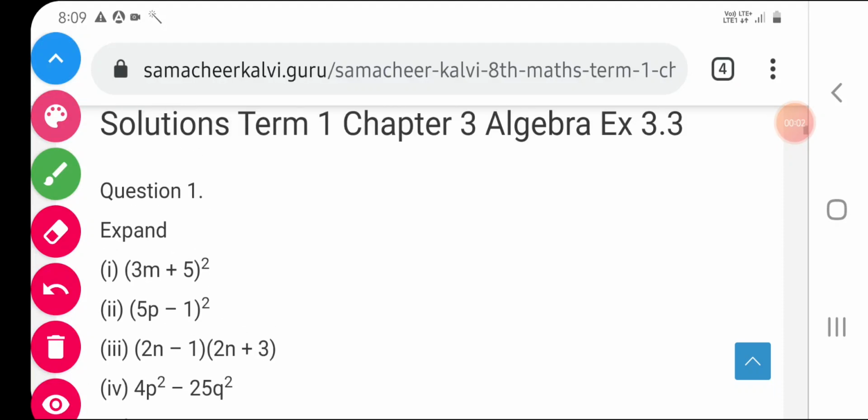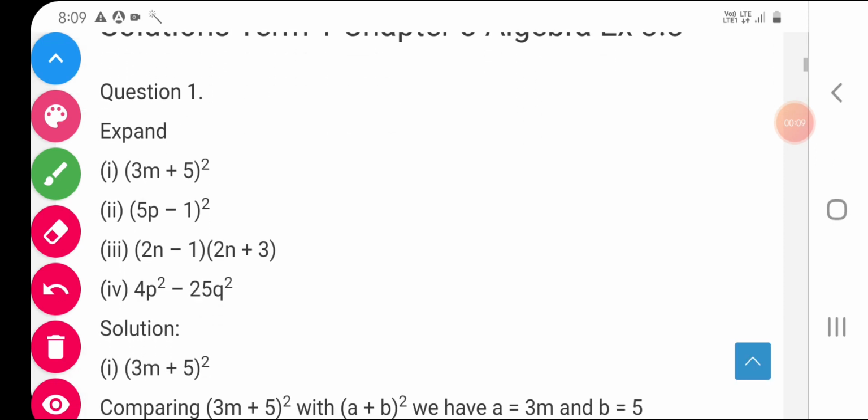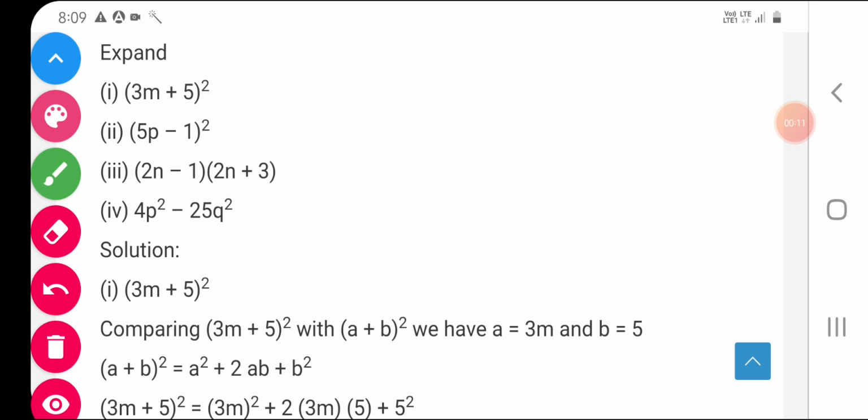Good morning students. Let us see now exercise 3.3. First question they have given: expand the squaring identities. The first question is (3m + 5) the whole square.